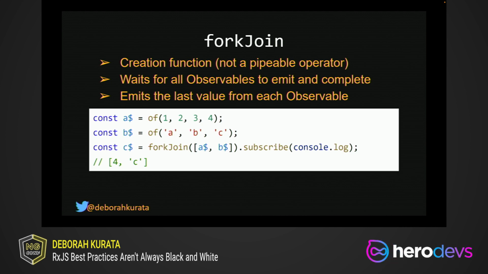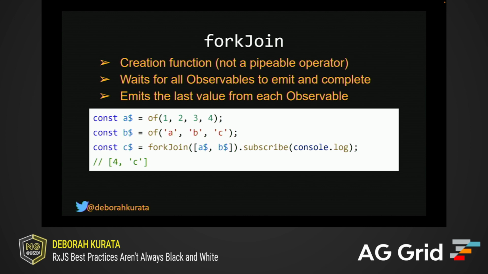So our A$ shoots off 1, 2, 3, 4. The forkJoin doesn't emit anything because B$ hasn't completed yet. So then B$ shoots off A, B, and C, and then it completes, then it takes the last values from each, so 4 and C, and that's what it returns. Now at first glance, that doesn't look all that useful. When would be a best practice to use that?